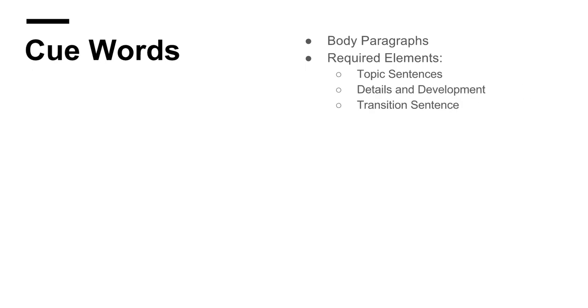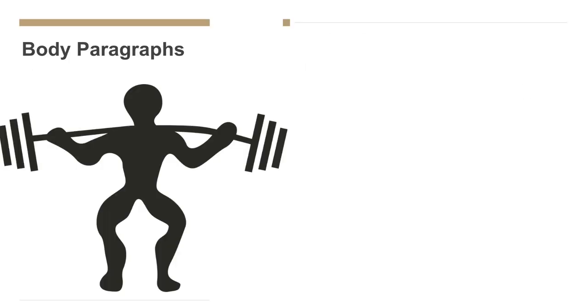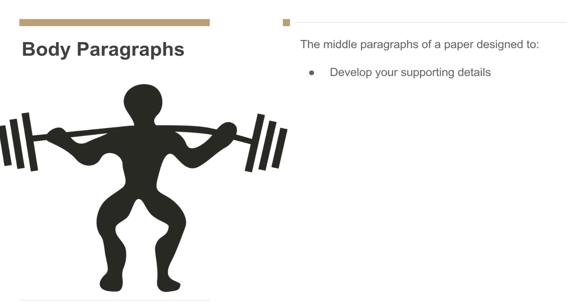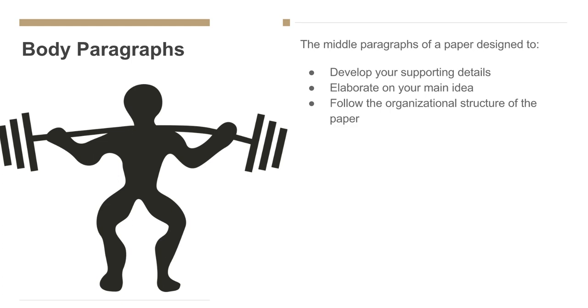Your keywords are body paragraphs with the required elements of topic sentences, details and development, and transition sentence. So body paragraphs are the middle paragraphs of a paper that are designed to develop your supporting details and elaborate on your main idea. Basically, they build your main idea the same way that weightlifting builds muscle. They also need to follow the organizational structure of the paper that you set out in your introduction paragraphs.